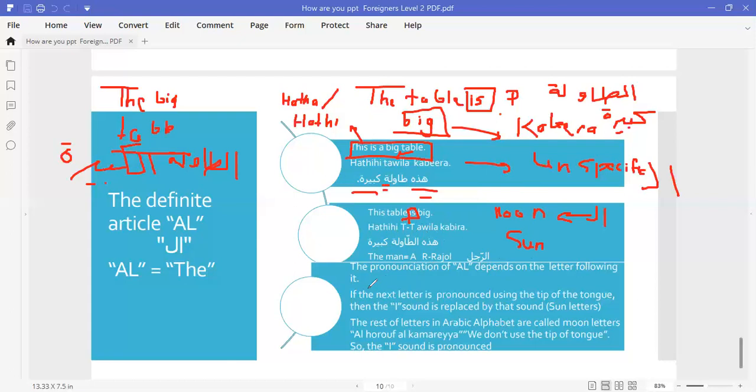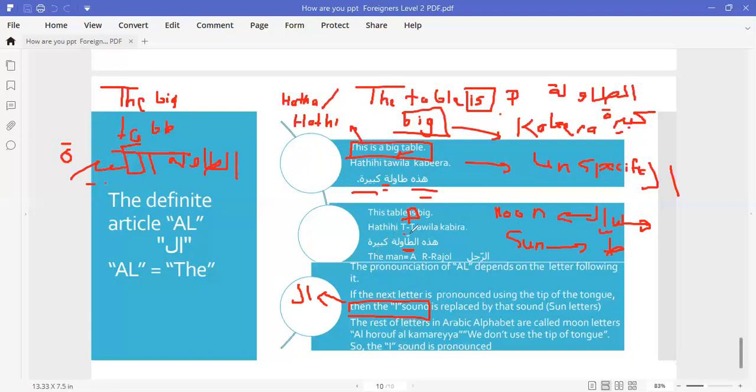If the next letter is pronounced using the tip of the tongue, then the L sound is replaced by that sound. The L sound here means what you are going to do with al. Ta, is it a moon letter or a sun letter? Let's remember. Ta, it's a sun letter. Everything that is a sun letter has shadda above it. This is called shadda, يعني you need to stress on the letter. So this al comes before ta, and ta, as we said, is a sun letter. And because it's a sun letter, it should have shadda above it.